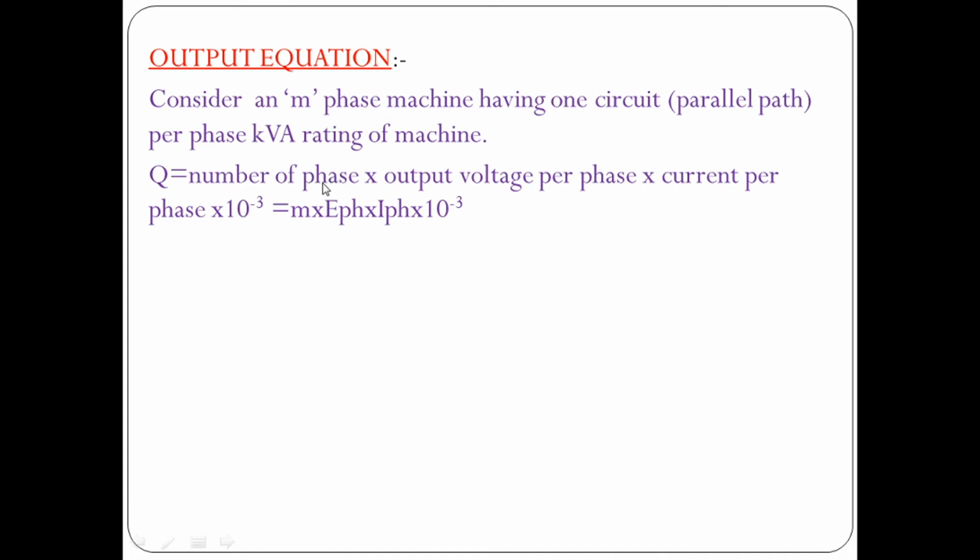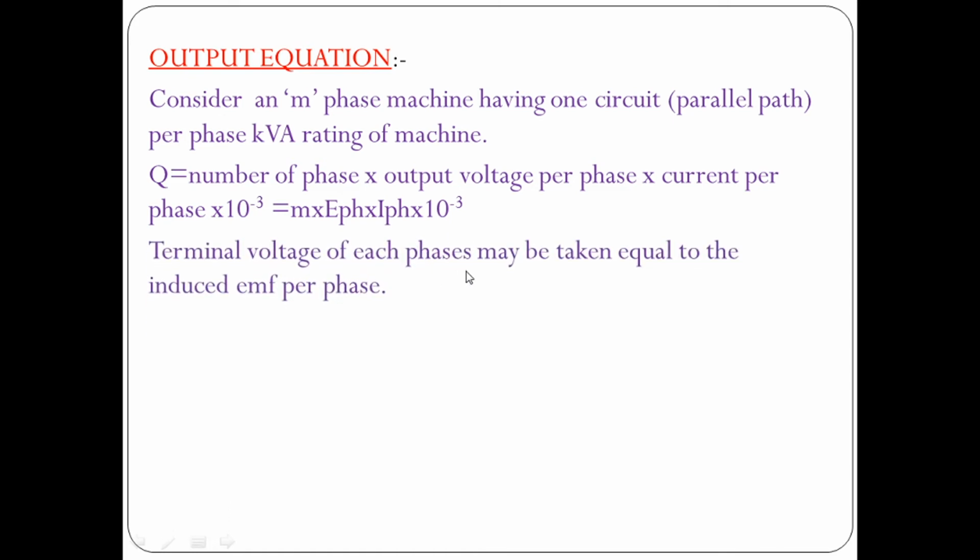So it is the number of phases, normally three, into output voltage per phase into current per phase into 10 to the power minus 3. Q will be in kVA, so we have to multiply by 10 to the power minus 3. So Q is equal to the number of phases M into output voltage per phase E ph, and current per phase I ph, into 10 to the power minus 3.